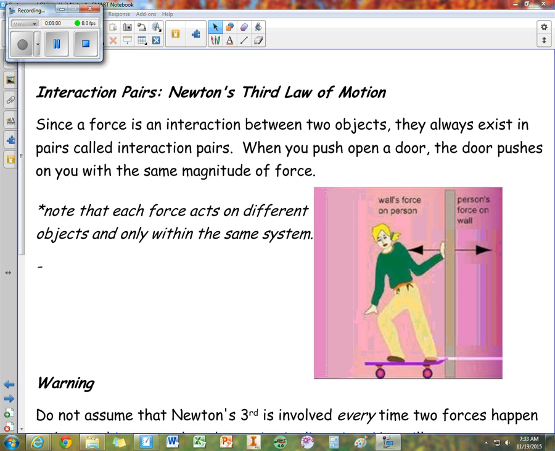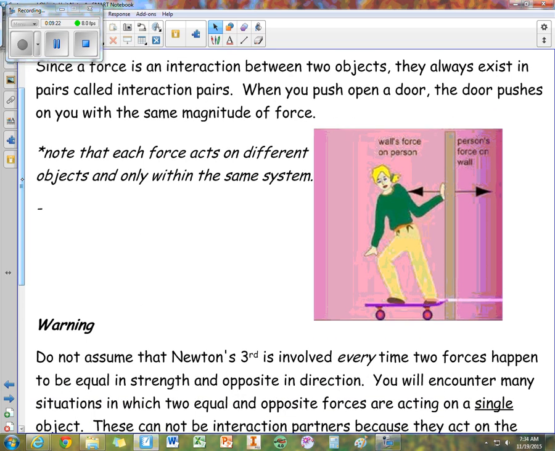We would think that we're pushing on the door with a greater force because we see the door moving, but that's not the case. If you apply a 20 Newton force onto a door, the door is going to push back against you with the same 20 Newton force. And again, that's so hard for younger students to understand. Now, one thing I want you to notice is that for this to happen, all the forces must be on different objects inside the same system.